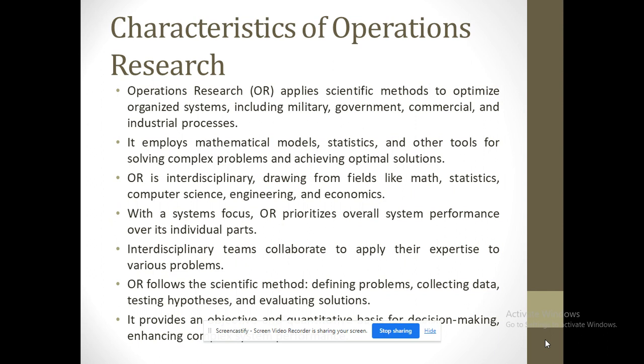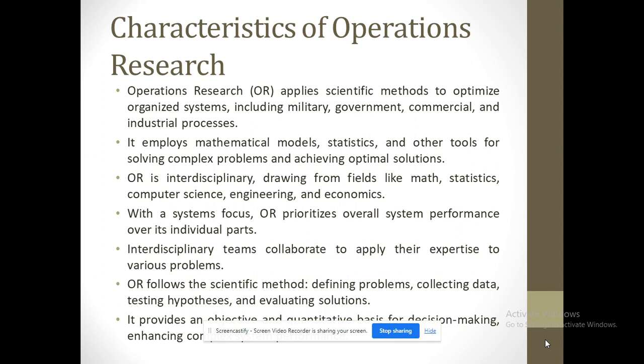OR has a system orientation, which means that it focuses on the performance of the whole system rather than its parts. OR considers the interactions and interdependencies among the elements of the system, such as objectives, constraints, resources, processes, and outcomes. It also takes into account the environment and the uncertainty of the system, such as changes, risks, and opportunities.